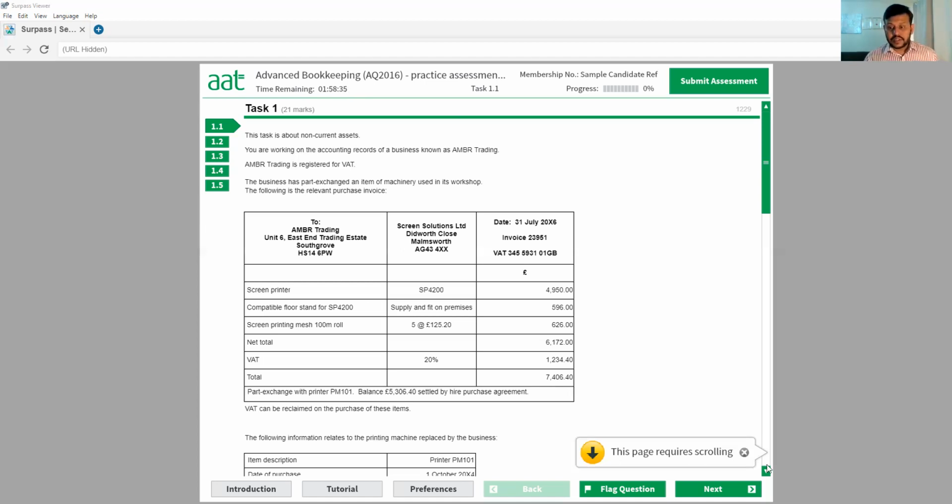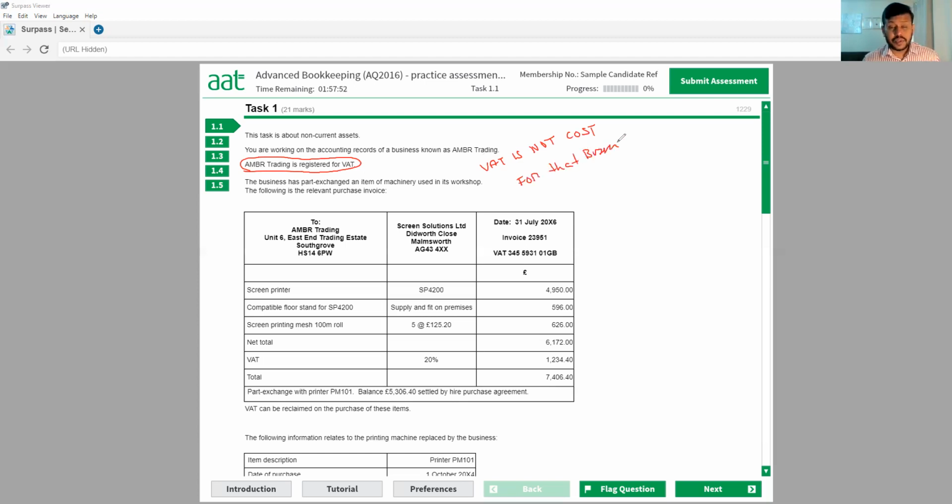All right, so let's read the question. Question number 1. This task is about non-current assets. You are working on the accounting records of a business known as Amber Trading. Amber Trading is registered for VAT. This information is very important. If the question says the business is registered for VAT, that means VAT is not a cost for that business.